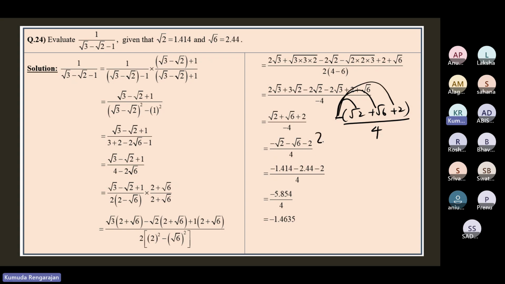Now here you can see that the denominator is rationalized, meaning you don't find anything irrational in the denominator. The denominator is rational. And it's completely simplified, like the minus sign also, we took it up to the numerator. At this stage, use the values of root 2 and root 6 given in the question.